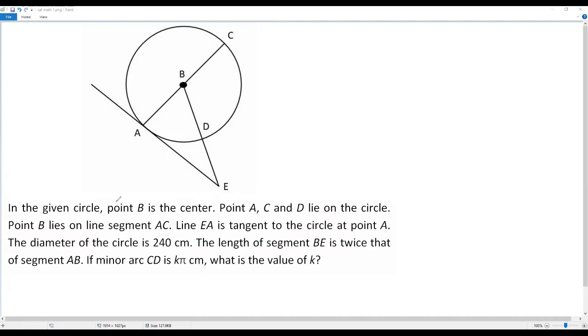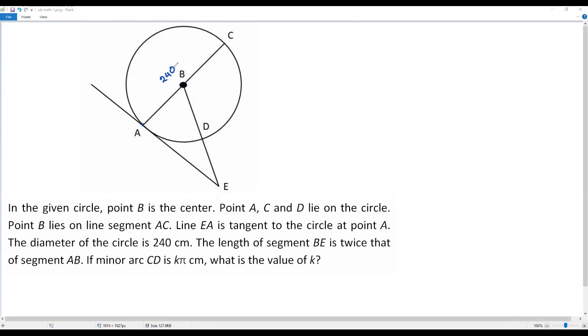Okay, here we have the information that B is the center of the circle and EA is a tangent to the circle. The diameter of the circle is 240 centimeters. So the line segment AC represents the diameter because it is a chord passing through the center of the circle, and its length is 240 centimeters. The length of segment BE is equal to twice that of segment AB. Actually, this AB represents the radius of the circle because it connects the center of the circle and a point on the circle.